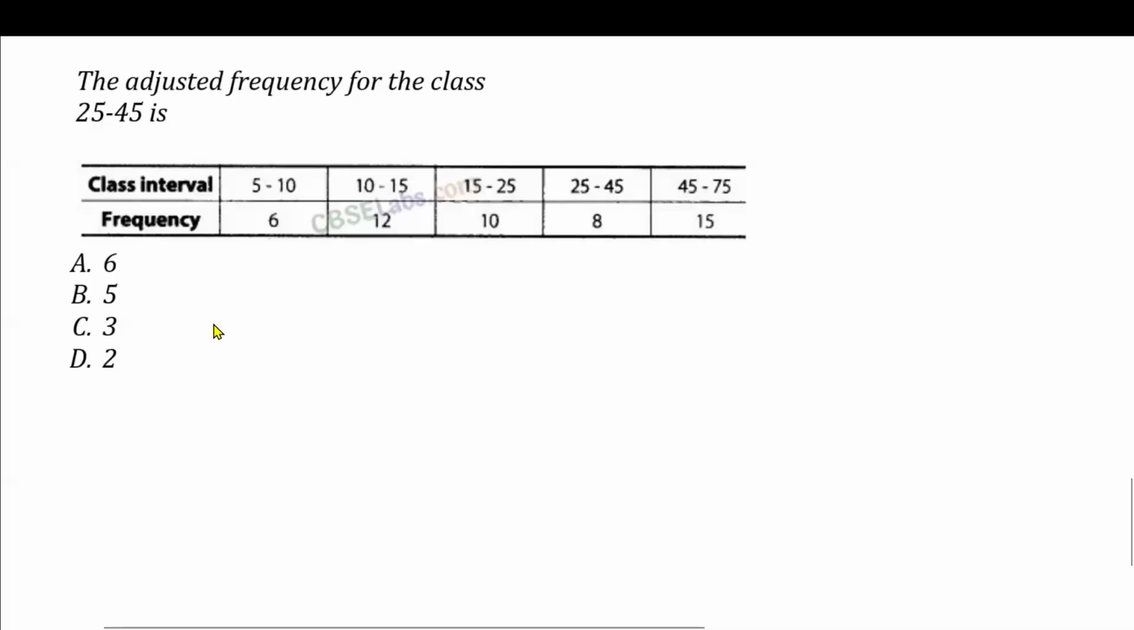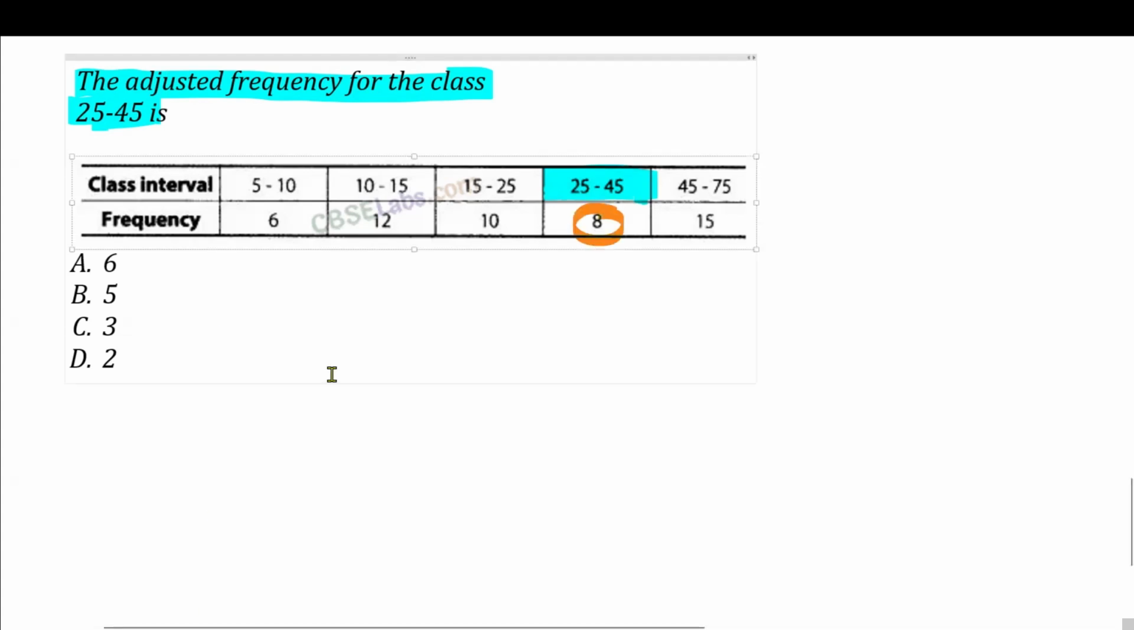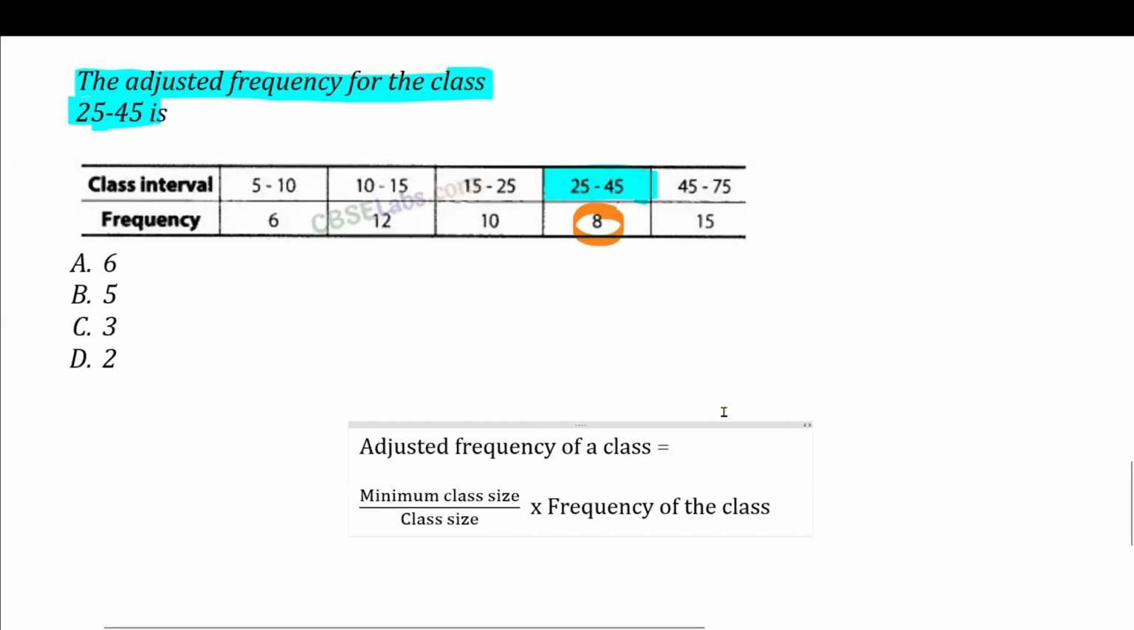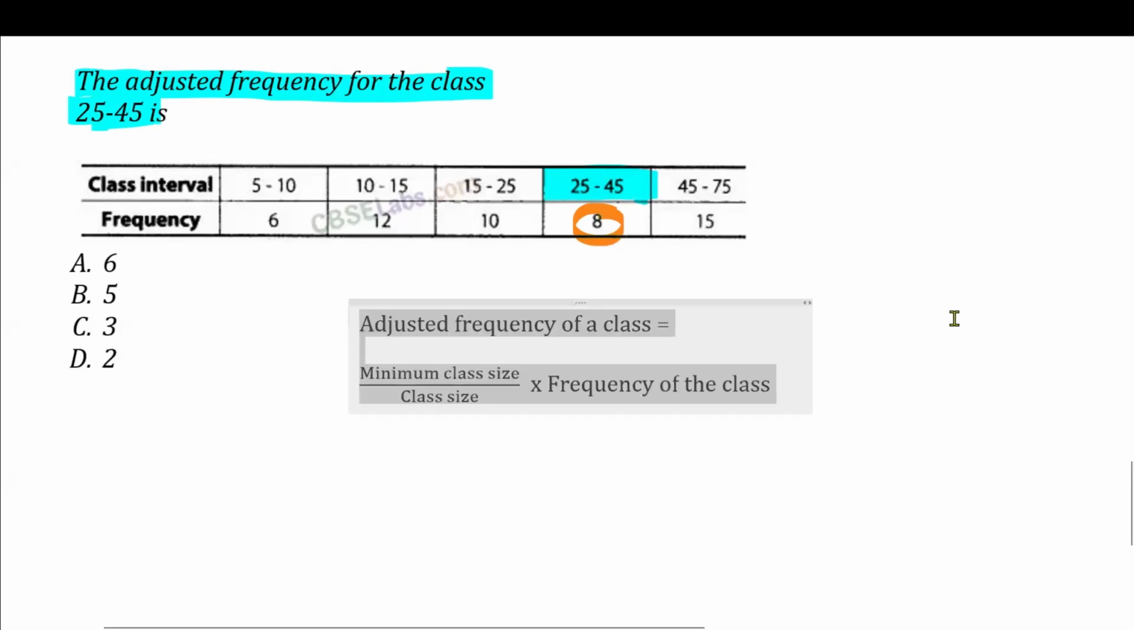In this MCQ from NCERT example, it asks for the adjusted frequency of the class 25 to 45. So I can see this is the class and its frequency is given as 8. We have to find its adjusted frequency. For that, you have to remember the formula of the adjusted frequency. Let's say if I write down the formula of adjusted frequency, this is what we use for calculating this.